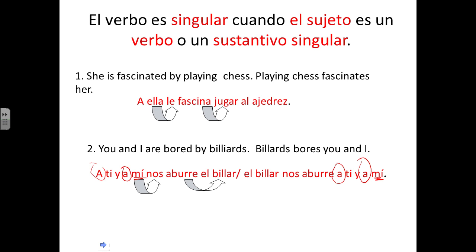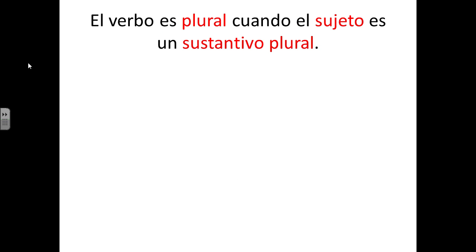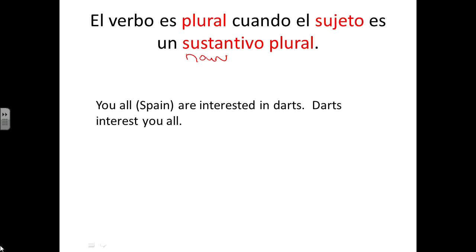Also remember that if you have a verb afterwards, like in the first one, it's singular. The only time that the verb is plural is when the subject is plural. Other than that, it's singular. El verbo es plural cuando el sujeto es un sustantivo plural. Sustantivo is a noun, right? Por ejemplo, you all, Spain, are interested in darts. Darts interest you all.